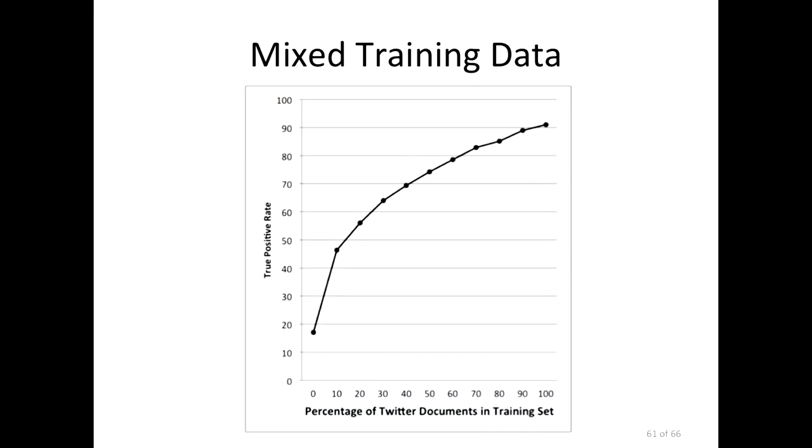The next question that naturally arises is, what if I'm trying to identify the author of a Twitter feed and I have a bunch of blog data, but I have some Twitter data? Do I use the Twitter data? Or what if I'm in one of these limited cases? Should I use the Twitter data, or should I try to use domain adaptation with the blog data? And the answer really is, if you have Twitter data, you should use Twitter data.